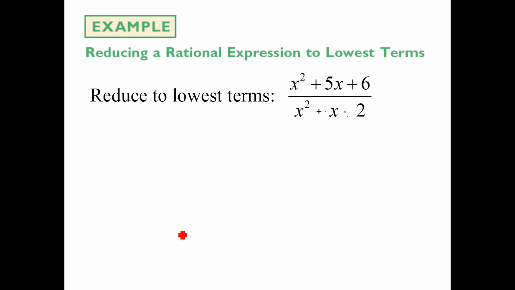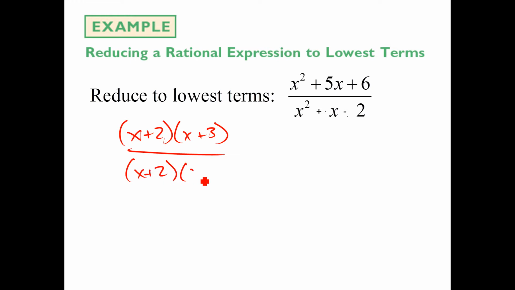We'll take a look at a couple problems here. So this first one's fairly straightforward. Factor, factor, factor. We're going to have some practice doing that. So the numerator here factors to x plus 2 and x plus 3, and our denominator factors to x plus 2 and x minus 1. And so we can cancel here, and when we've reduced to lowest terms, we have x plus 3 over x minus 1.